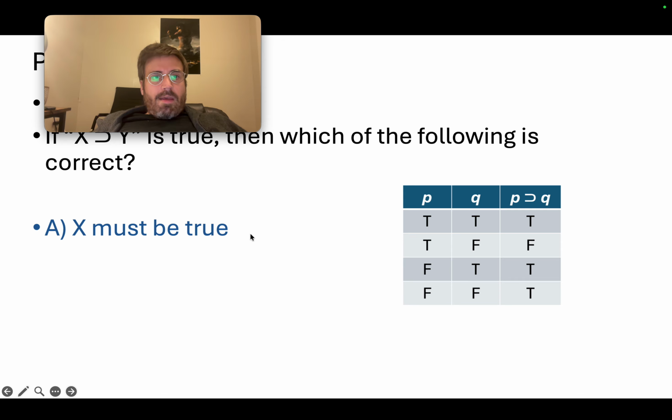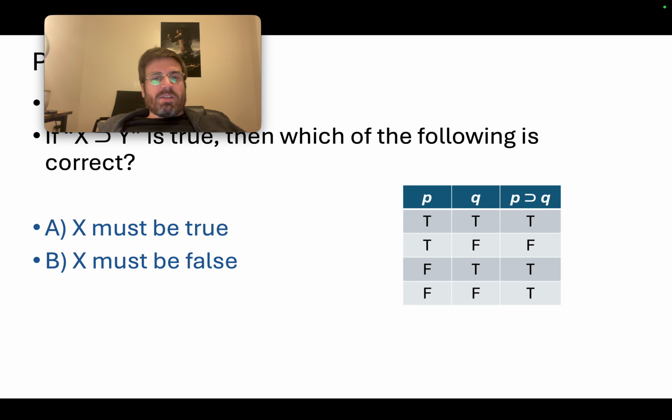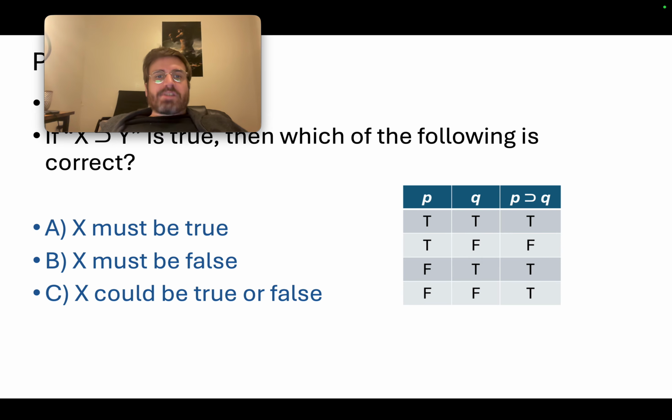A, X must be true. B, X must be false. C, X could be true or false. Again, if X horseshoe Y is true, which of the following is correct?